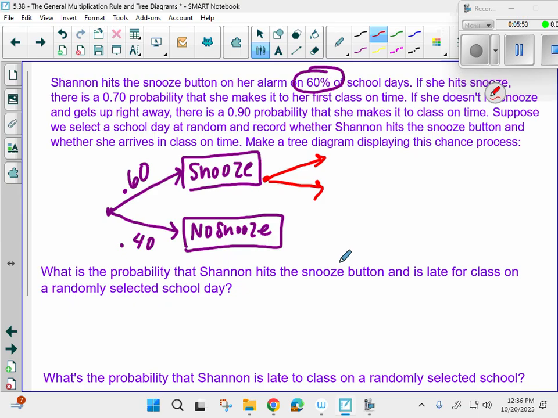Okay, if she hits snooze, so we're up here. If she hits snooze, there's a 70% probability she makes it to her first class on time. So these are conditional, so they can go second based on if she hits snooze, then we have something happening, okay? So now we're either on time or late. If she hits snooze, we've got a 70% chance that she's on time. So then what would be her chance of being late?